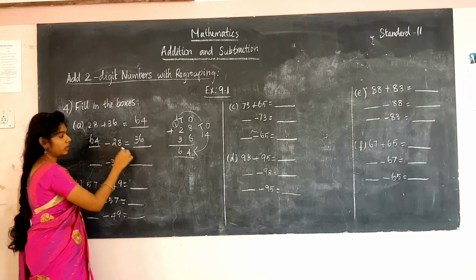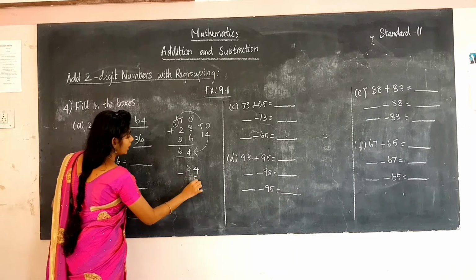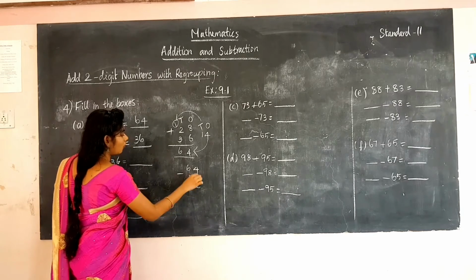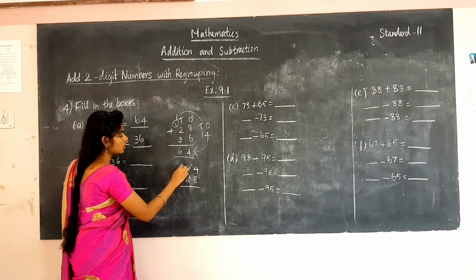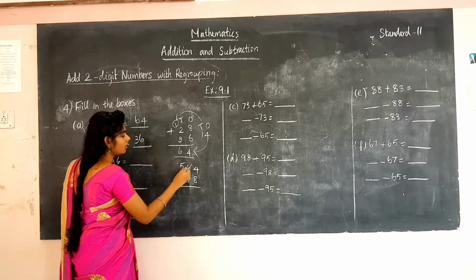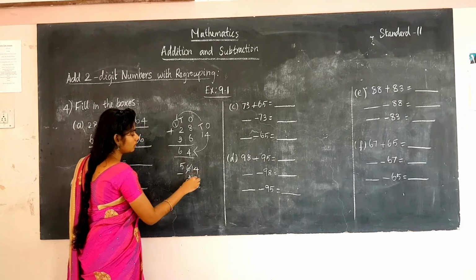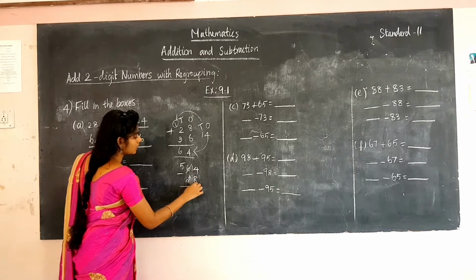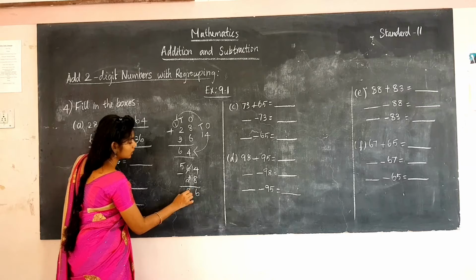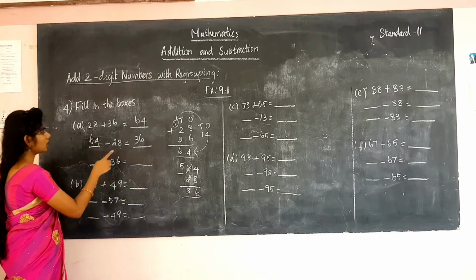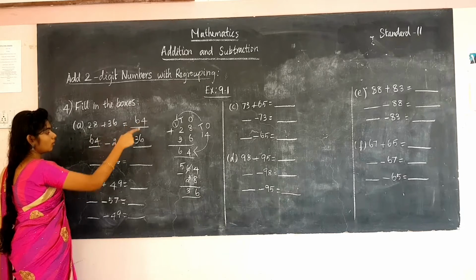Let us do 64 minus 28. 4 minus 8: we have to borrow from the tens place. Before 6 is 5, and you take the 1 to the ones place, so 14. 14 minus 8 is 6. Here 5 minus 2 is 3. So the answer is 36.